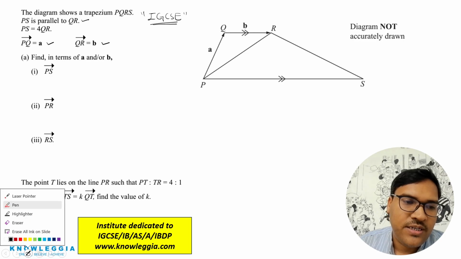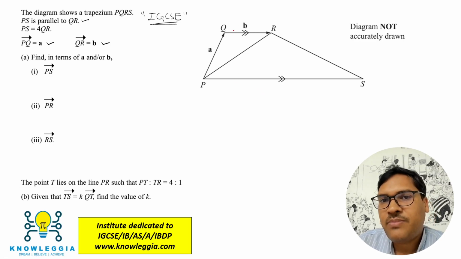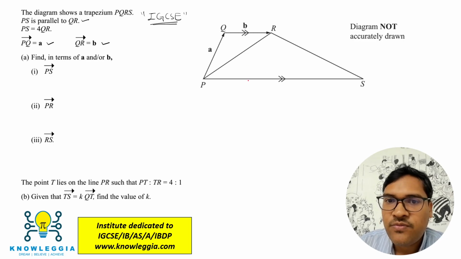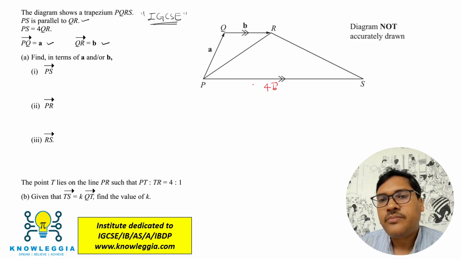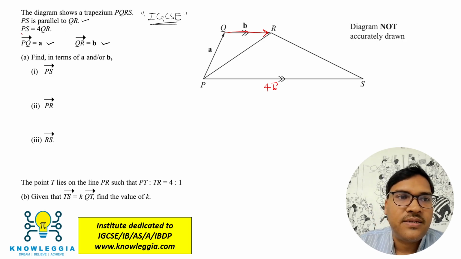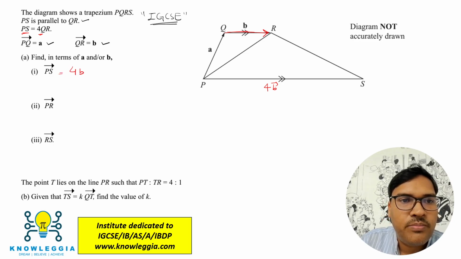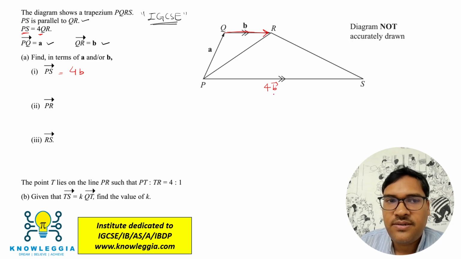So first you can observe the PS vector is just parallel to this. If the vectors are parallel, then they have the same direction. You can see this direction is the same as this direction. Second thing is they are parallel and the magnitude of this is 4 times. So this is simply 4B vector because this is B vector, and this length is 4 times because it is mentioned that the length of PS is 4 times this. So I write this is equal to 4B. This is 4B vector basically.